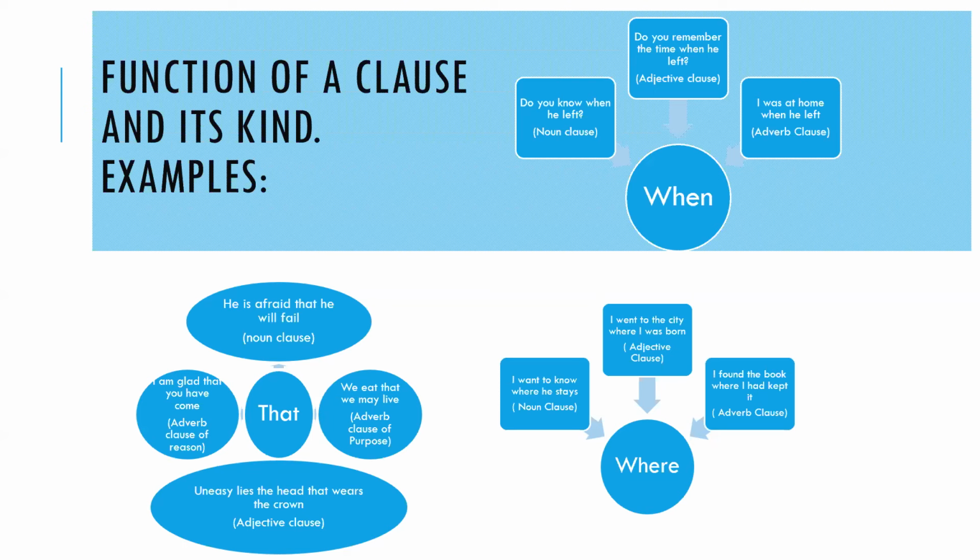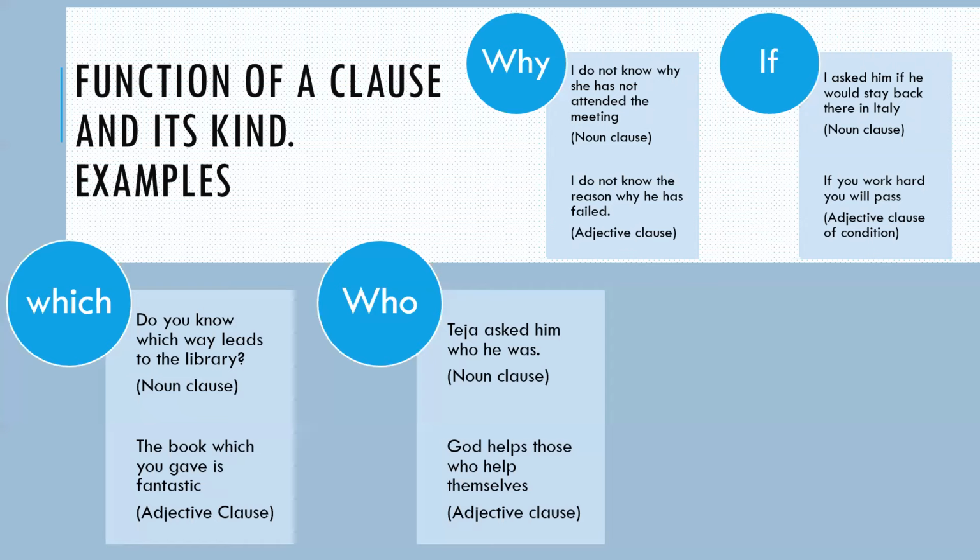Now look at using where. I want to know where he stays. This is a noun clause. I went to the city where I was born. This is an adjective clause. I found the book where I had kept it. This is an adverb clause.